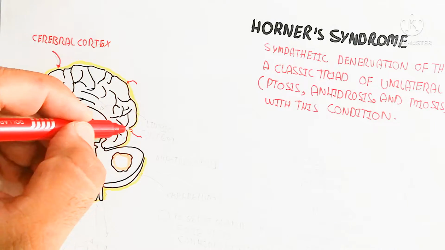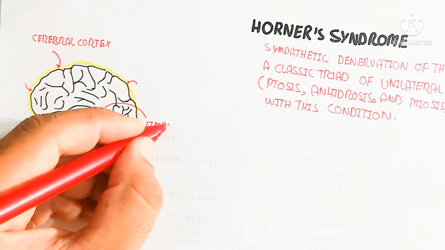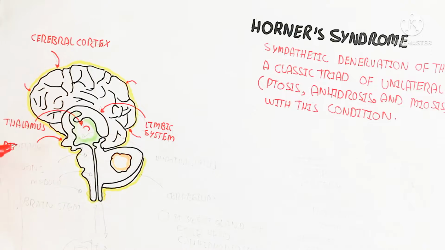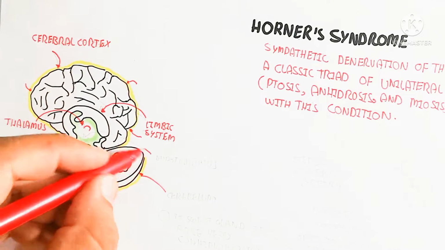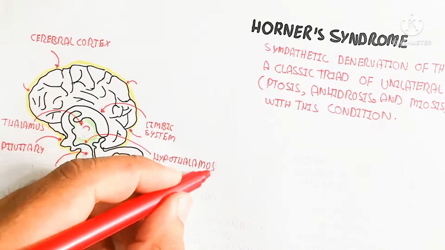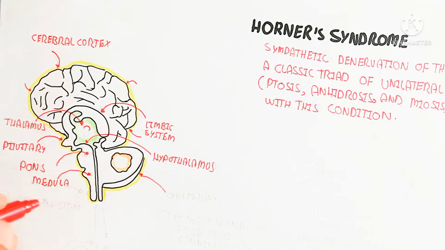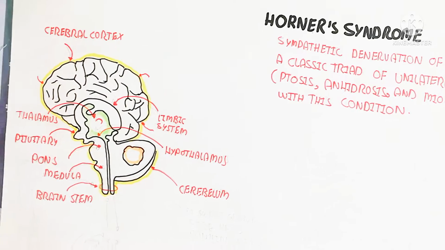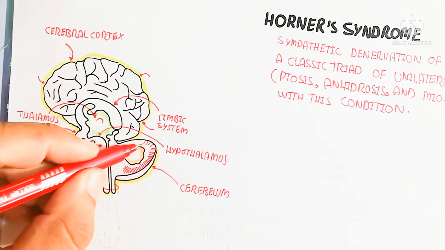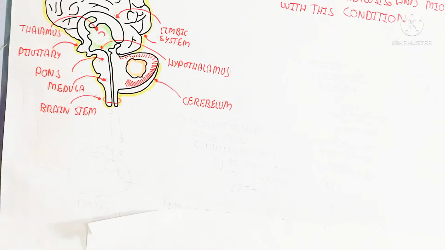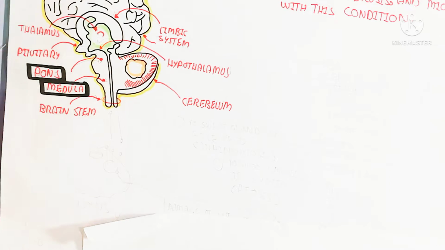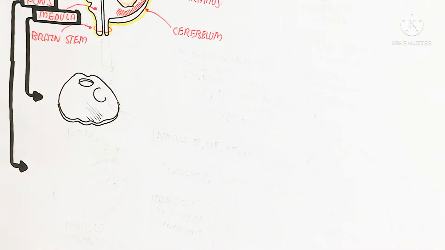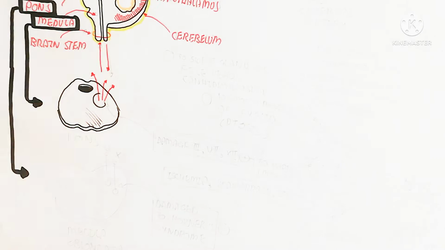a sagittal cross section of the brain, where the cerebral cortex is here, with the frontal, medial, and occipital lobes of the cerebrum. And this is the limbic system, containing the thalamus, hypothalamus, pituitary gland, and the limbic system is basically related to emotion. The hypothalamus basically controls thirst as well as sweating, cooling down and warming up the body. So this is the pons and medulla, and this is the brainstem and cerebellum, which controls the balance of the body.